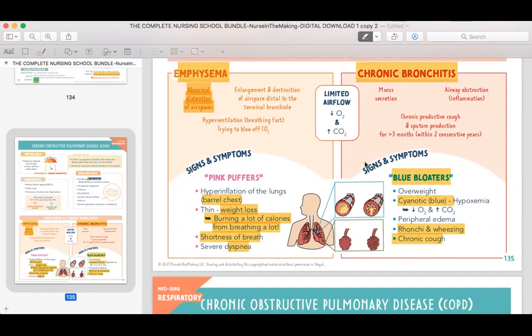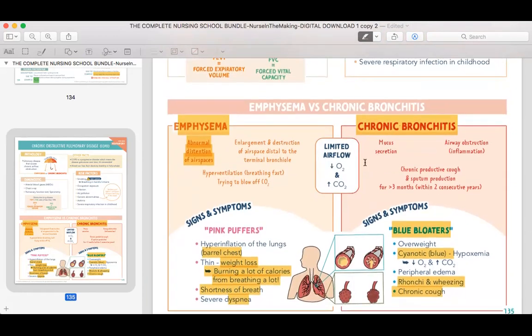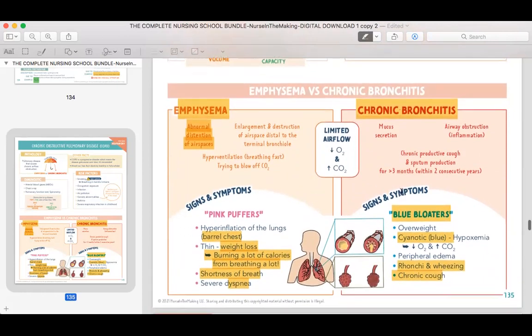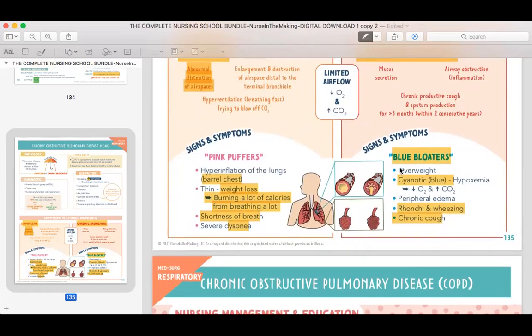COPD does fall under respiratory acidosis. So if it shows up on ATI, it's respiratory acidosis. These two, COPD in general. You're going to be overweight, so you're going to be bloated. Blue bloaters, big and bloated, so overweight and very cyanotic, because blue bloaters, right?